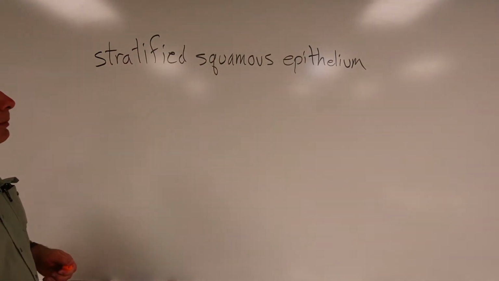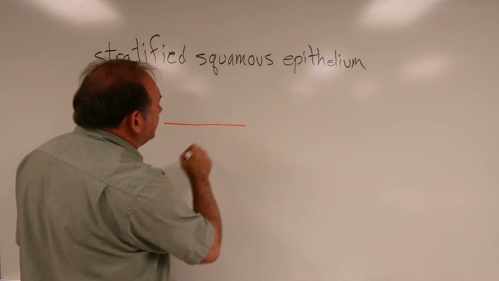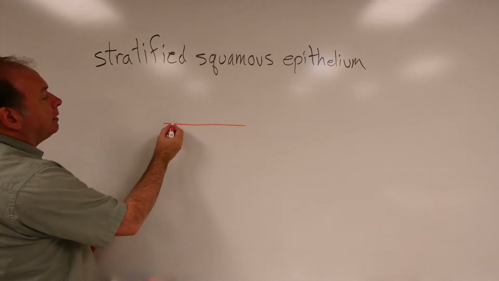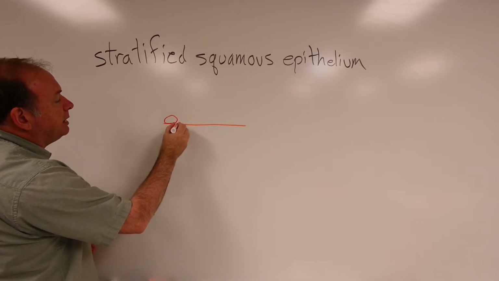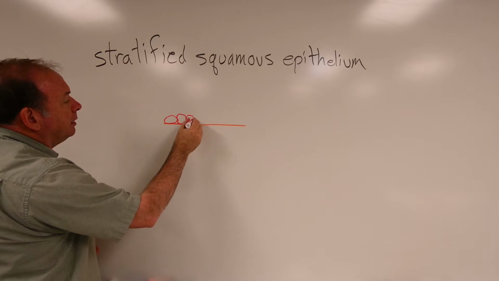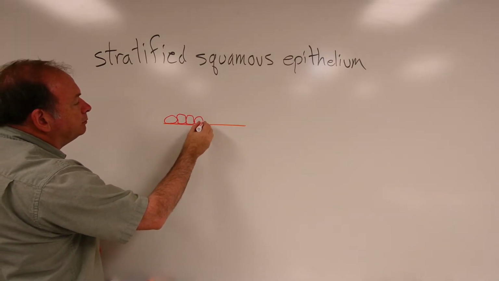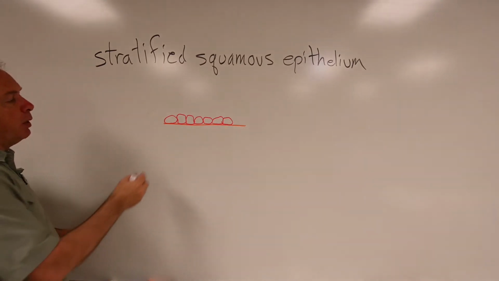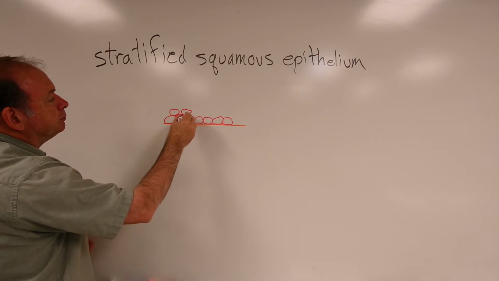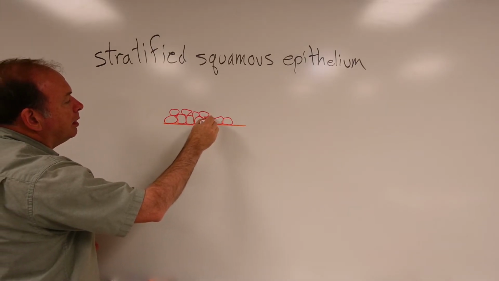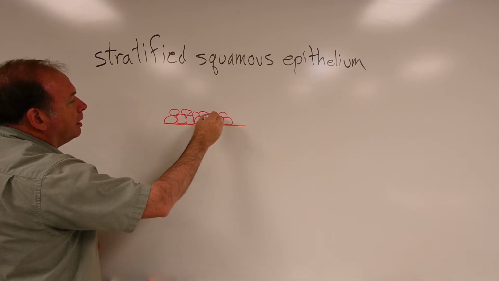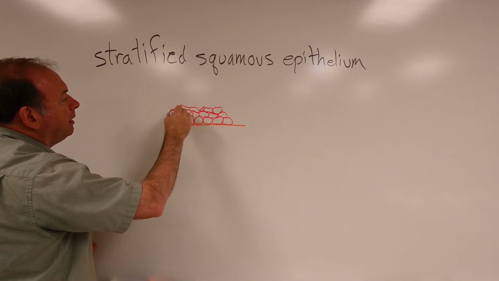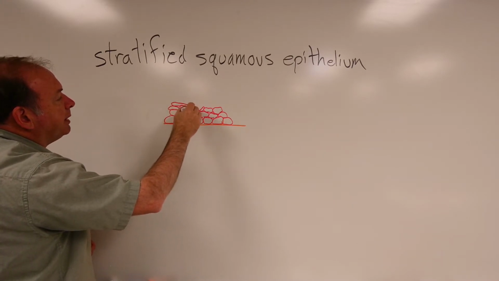Now for stratified squamous epithelium, we're going to again begin on a basement membrane, and on this basement membrane we will have cells, we'll outline in red here. At the base they will not be squamous, they'll be irregular shapes, rounded or nearly cuboidal in shape. So somewhat irregular in shape, and then the next layer up. And then the next layer up. And as we move toward the surface, they become more and more flattened.